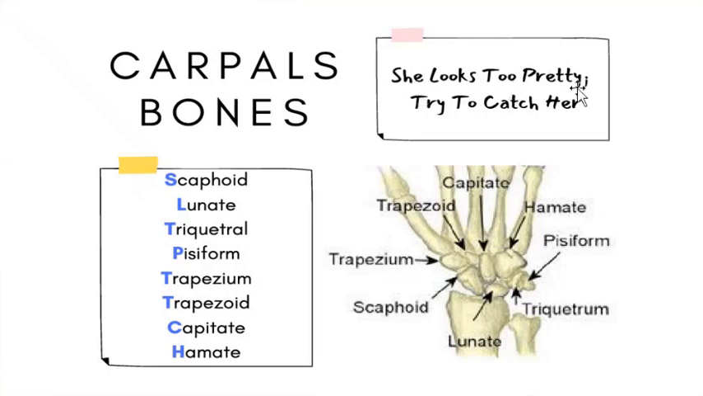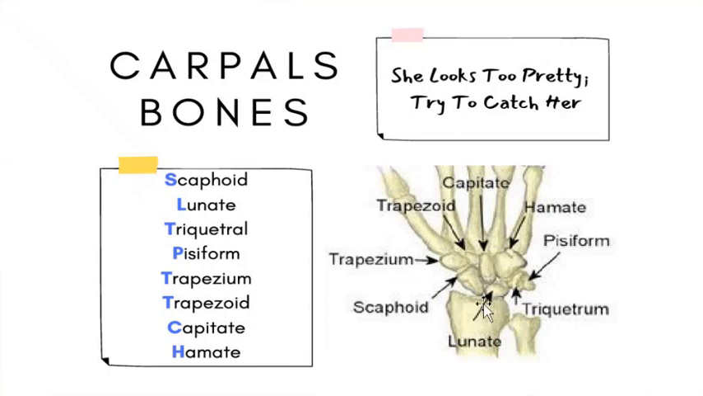All the 4 bones which I said are in the corner, that is scaphoid, P, pretty, pisiform, T, trapezium, and H, hamate. The flexor retinaculum is attached to all these 4 bones: scaphoid, pisiform, trapezium, and hamate.